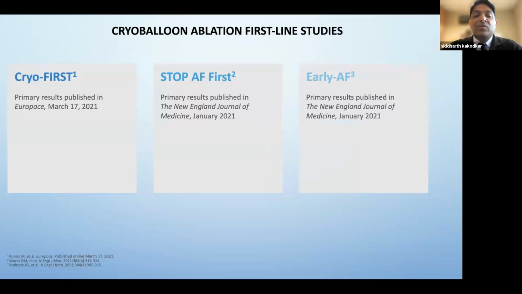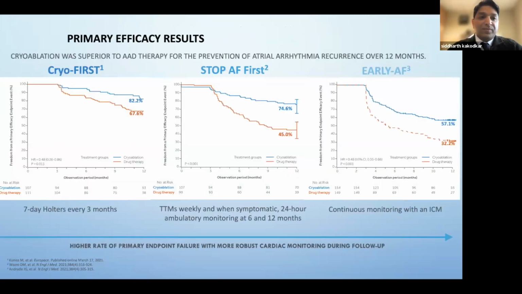Multiple trials came out in 2021 showing that a certain type of ablation called cryoablation, where we freeze around what are called the pulmonary veins to get rid of those trigger points causing AFib, and all of these trials showed that cryoablation was superior to medications in preventing AFib long term.